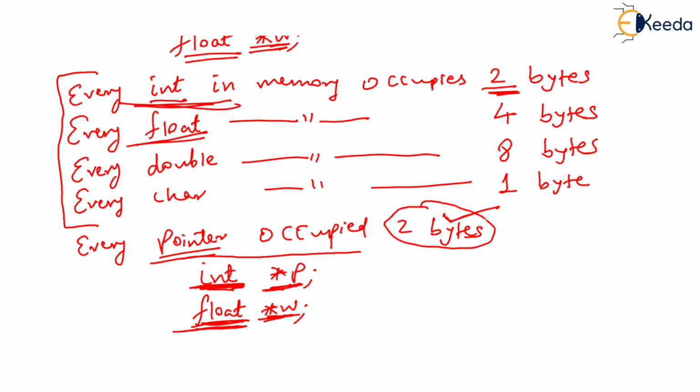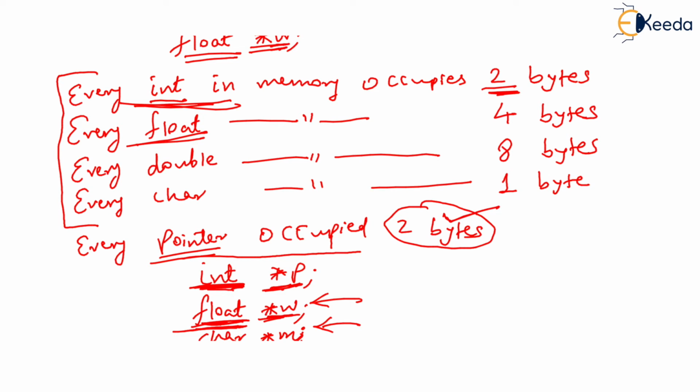So whether it is int pointer or float pointer or even char pointer, any kind of pointer, let's say I declare m, even this char pointer will occupy 2 bytes. What you have to understand in this concept is that a pointer doesn't store a float or a char. Come on, what does a pointer store? Pointer actually stores address, which is always a whole number, which is always an integer.